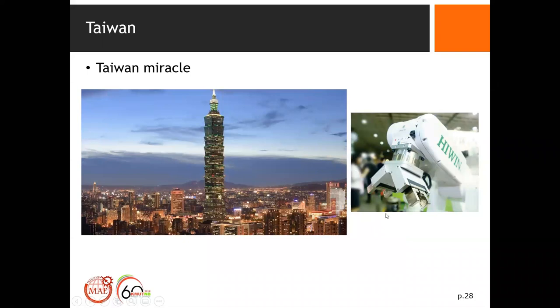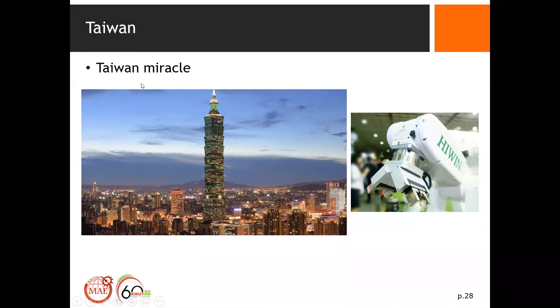Taiwan also industrialized already many years ago. I bring this photo to you because I'm myself very familiar with this brand, Hiwin. About 10, 15 years ago, when I was an undergrad student, I used to know this brand. It sells mechanical components for automation, for example, linear guideways, linear bearings, or something like that. But it's very surprising for me because today they have started building robots.